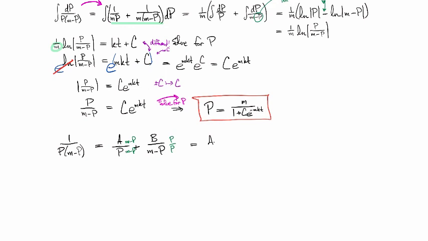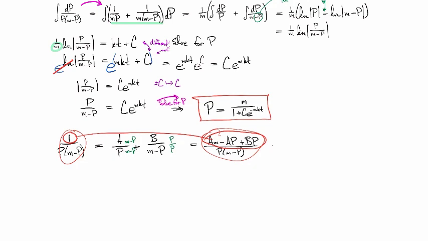And so then I'm looking at am minus ap plus bp all over the same common denominator of p times m minus p. And now this guy and this guy are both over the same common denominator, so it must be the case that if they're equal, the numerators are equal. So I can just take the numerators, and I've got 1 equals am minus ap plus bp.